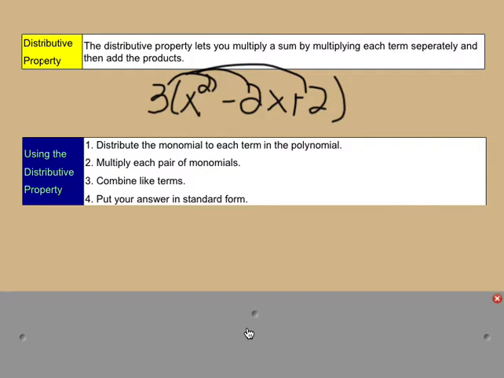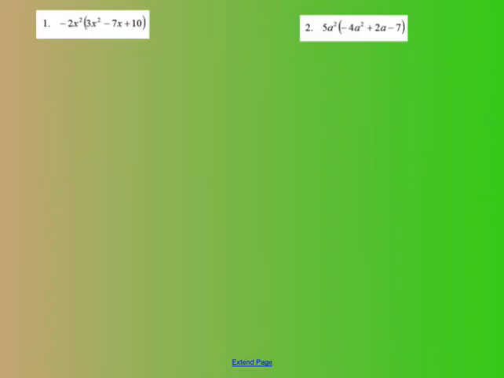So here's going to be your process when you're using the distributive property. The first thing you're going to do is distribute each monomial to each term in the polynomial. Make sure you multiply that monomial by each of your terms. Then you're going to multiply each of those pairs, and combine like terms. Remember, for our answer to be in standard form, all our like terms need to be combined, and your exponents have to be going in descending order. So next, let's take a look at number 1.